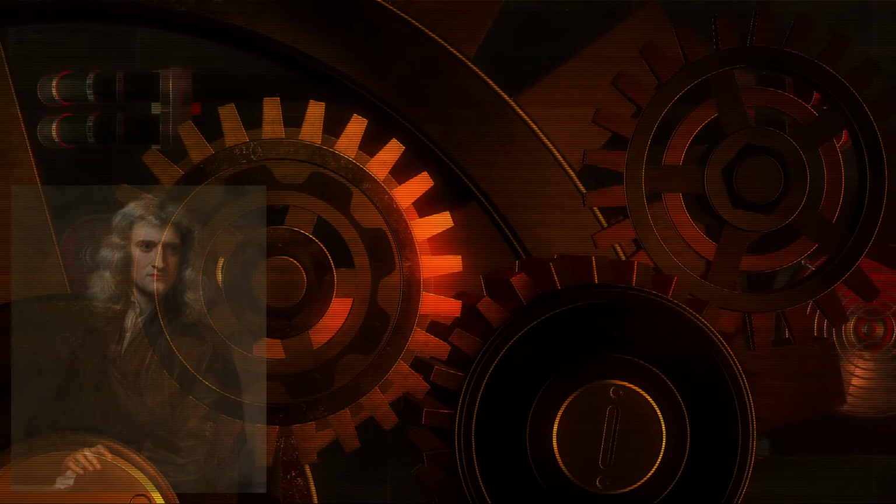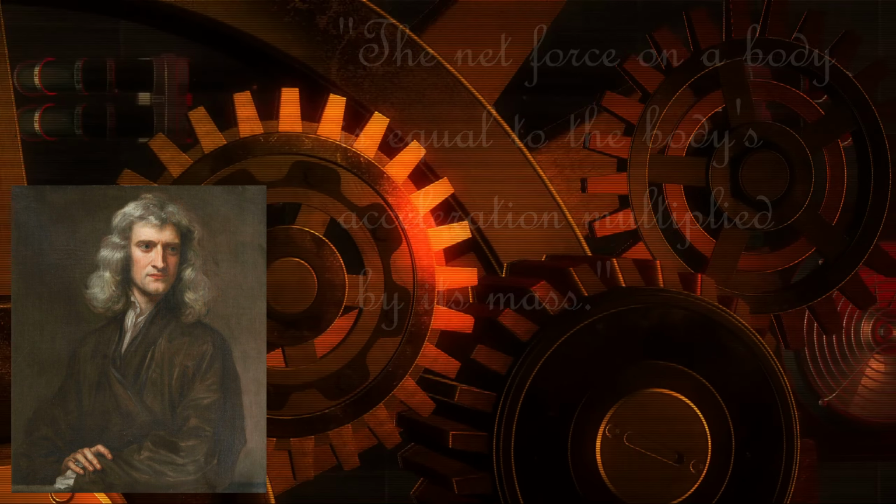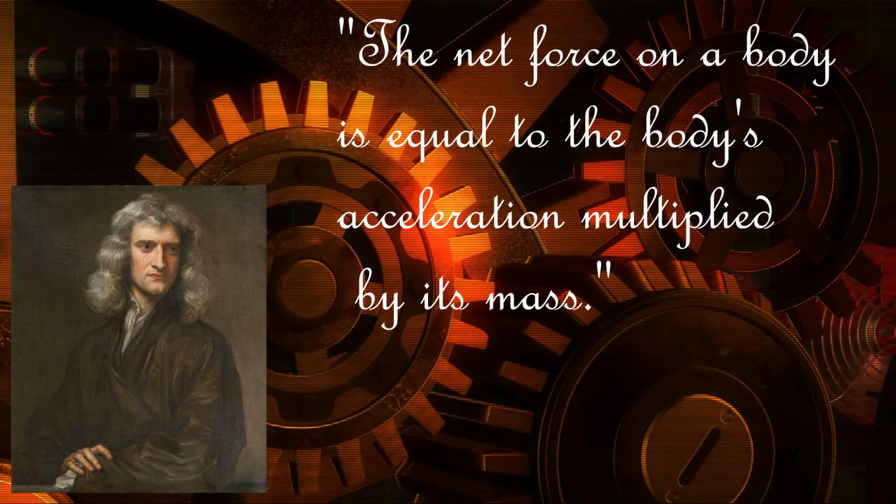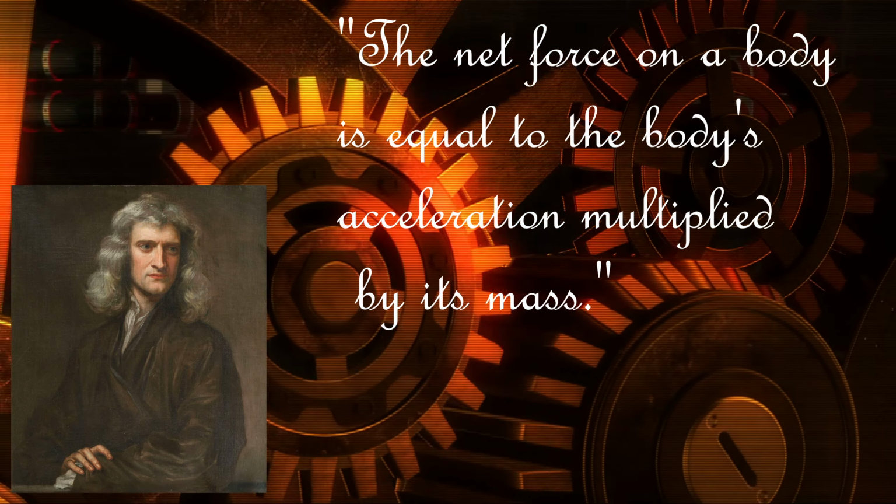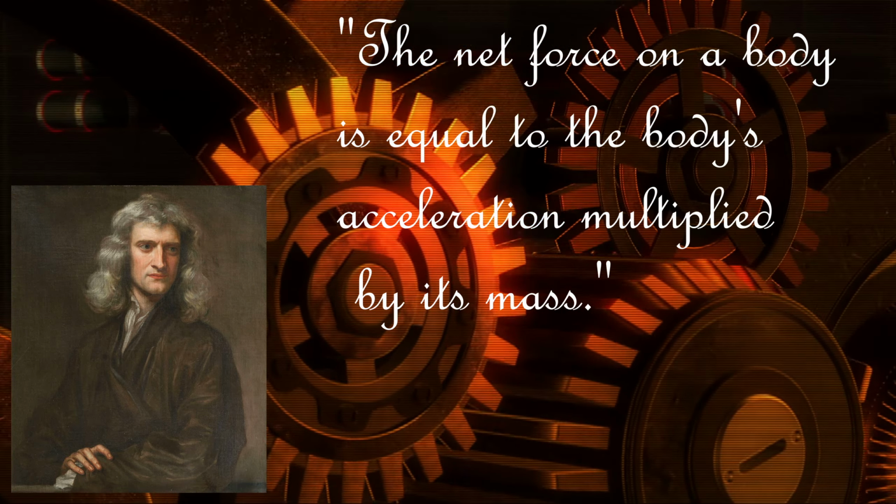Newton's second law of motion states that the net force on a body is equal to the body's acceleration multiplied by its mass. This law is expressed mathematically as follows, where F is the net force in newtons, m is the mass in kilograms, and a is the acceleration in meters per second squared.